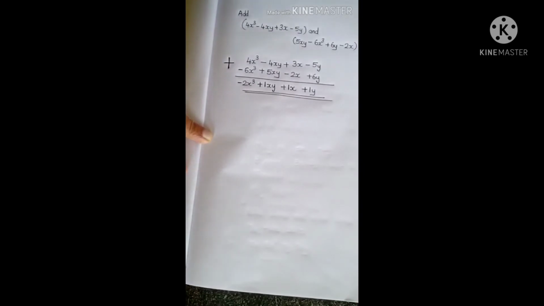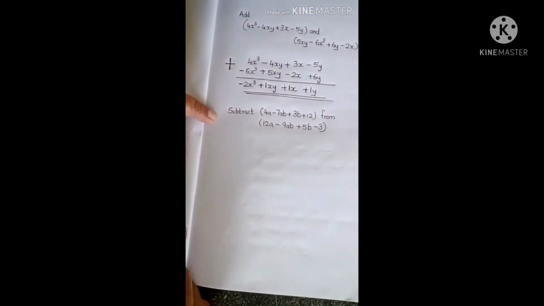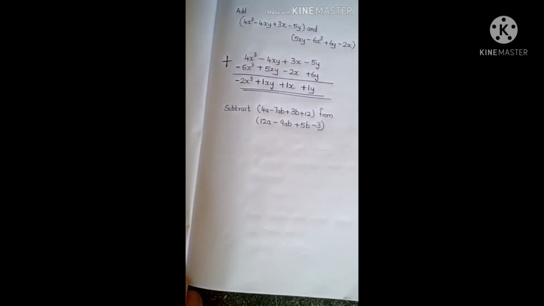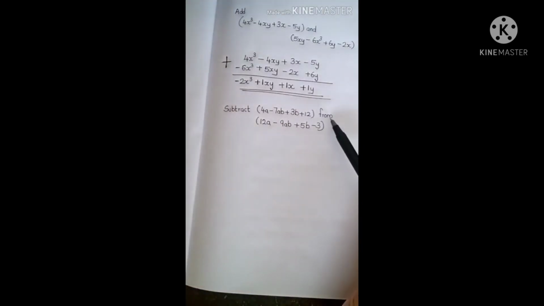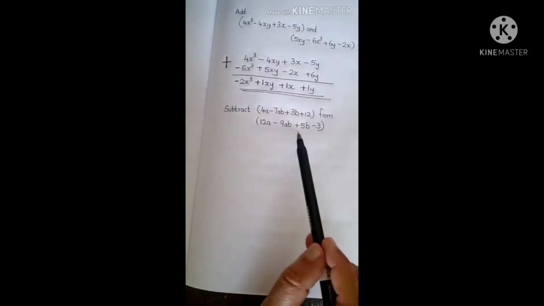Let's see the second question. Now we are going to discuss the questions from subtraction. Students, this is your question. Subtract 4a minus 7ab plus 3b plus 12 from 12a minus 9ab plus 5b minus 3. Students, whenever I started teaching you, I have told you that whatever comes after from, you should write first. In the case of subtraction problems, whatever comes after from, you should write first.